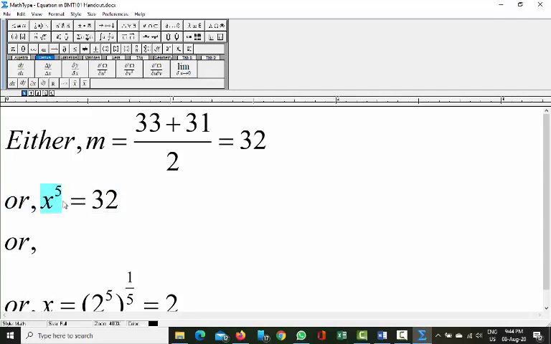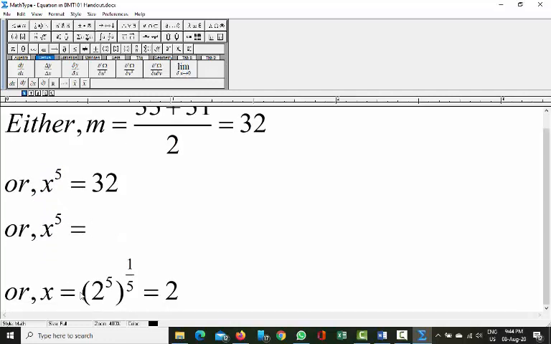x to the power 5 on the left hand side, and on the right hand side we have 2 to the power 5. As you can see, the left hand side also has power 5 and the right hand side also has power 5, so both of these powers will cancel each other out. So we will have x is equal to 2. We can write it that way as well. So the value of x is 2, right.